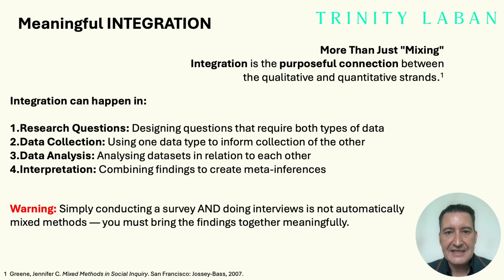Next way of doing it is thinking about the integration that happens during analysis. So this is where you're going to analyze data sets in relation to each other. So you might create what's called a joint display table. So this is a way of putting quantitative data on one side and qualitative findings on the other side, and seeing where they converge and perhaps also where they diverge. So we're using one type of data to help explain the other.